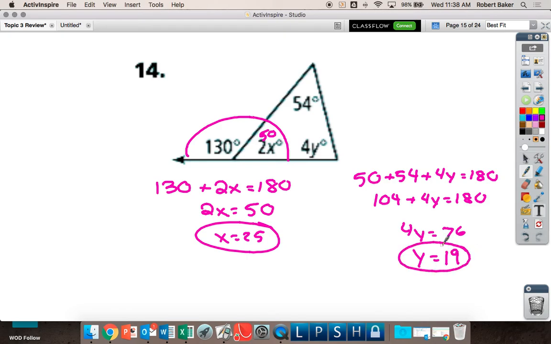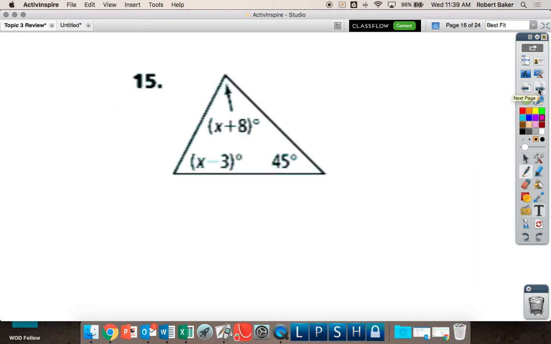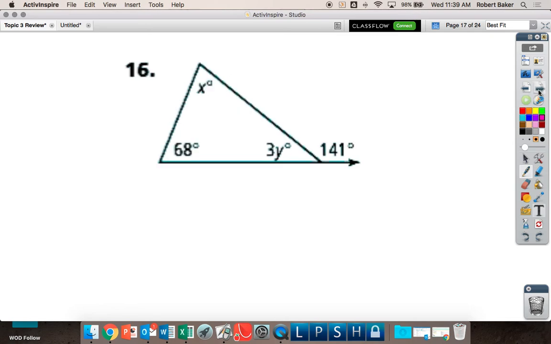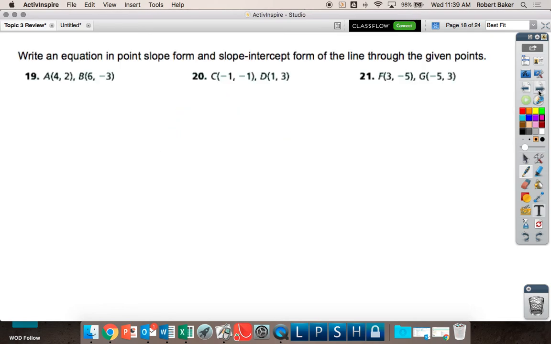54 plus 4y. You could use the exterior angle sum: the two remote interior angles add up to the value of the exterior angle. A lot of different ways to do that. Just straight up triangle math. Pretty much two concepts: the inside of the triangle is 180, or the exterior angle and that one interior angle are 180. Pretty much 180, you can't go wrong. We've talked about that one.